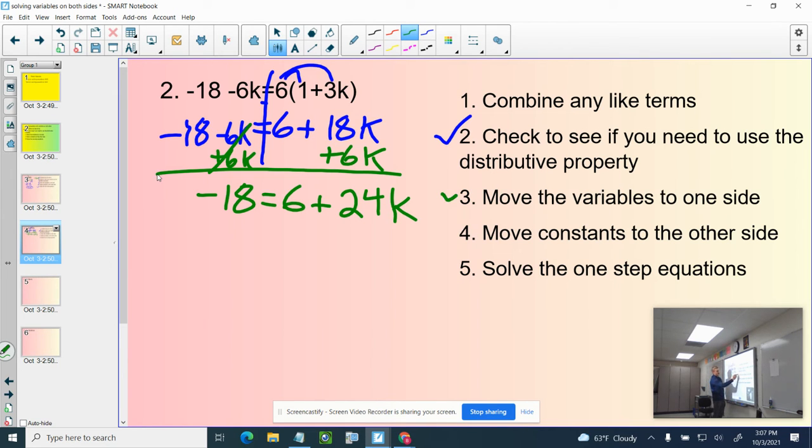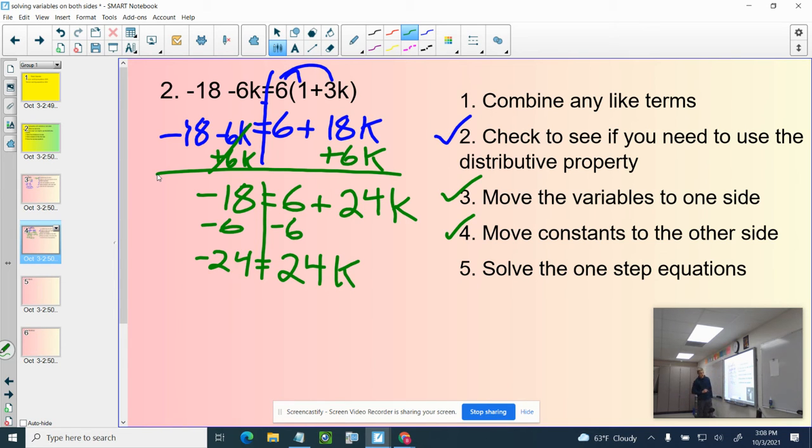And now I have moved the variable to one side of the equal sign. When I say move to one side, it's always in reference to the equal sign. And then our next step is to move constants to the other side. So I'm going to put a check mark there because I'll subtract 6 over here, and I'll have negative 24 equals 24. Okay. So I solved the one-step equation now.